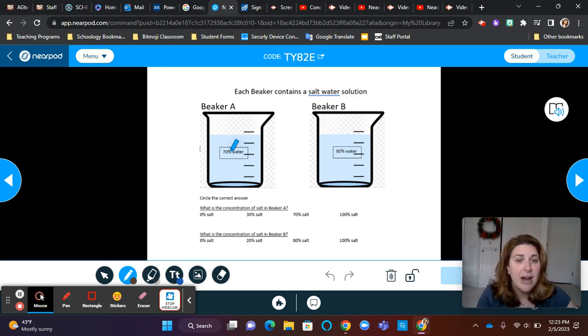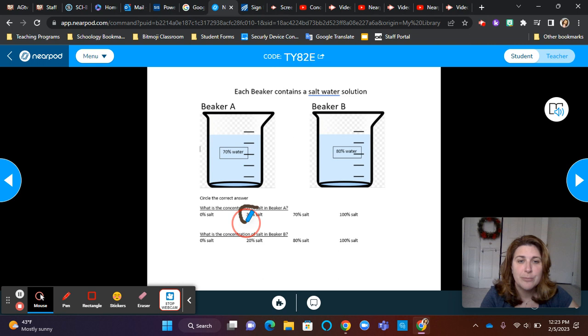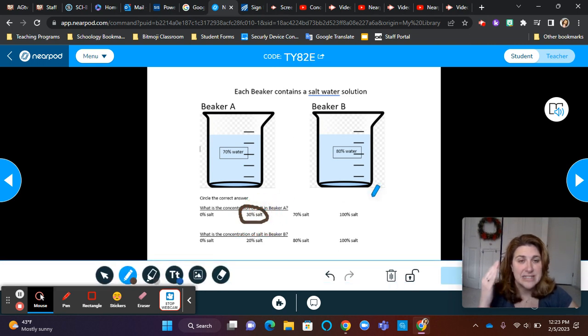So if beaker A contains a salt water solution, and I'm telling you it is 70% water, this question says, what is the concentration of salt? Your whole concentration has to add to 100. So it's going to be 30% salt in beaker A, because 70 plus 30 is 100.